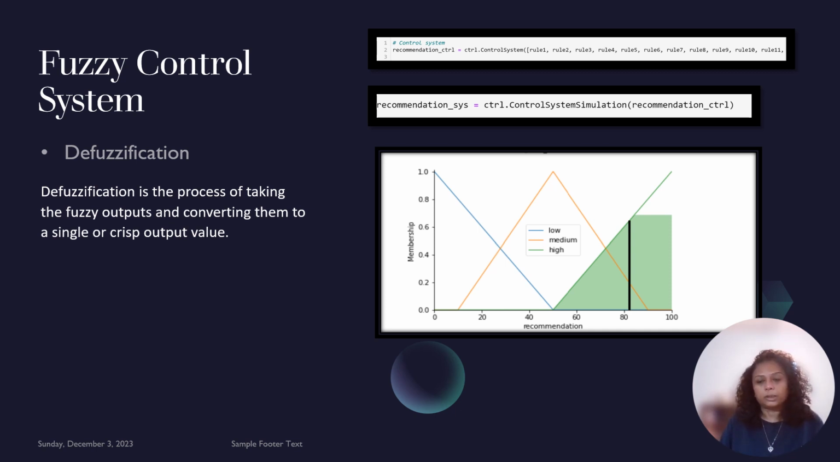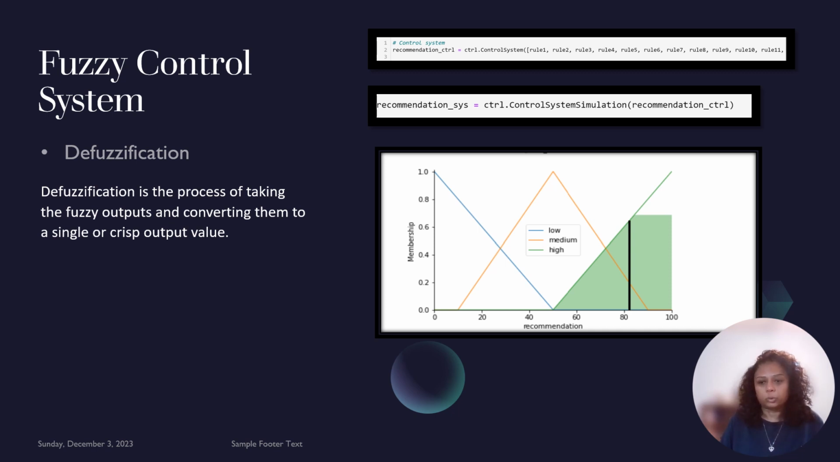The most commonly used defuzzification method is the center of area method, also commonly referred to as the centroid method. This method determines the center of the area of the fuzzy set and returns the corresponding crisp value. The center of sums method and the mean of maximum method are also two alternative methods used for defuzzification.